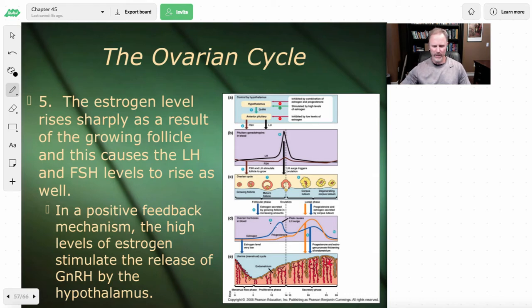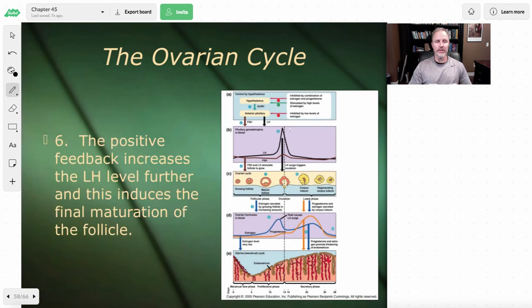And as these estrogen levels rise sharply, as you look right in here, as these estrogen levels begin to rise really high, they're going to cause the LH and the FSH levels, as you look up here, to rise as well. And it's more or less a positive feedback mechanism, whereas the high levels of estrogen stimulate the release of more gonadotropin releasing hormone, which stimulates the release of more LH and FSH and so on and so forth. And that's what is going to contribute to this LH surge that's essentially going to induce that final phase of maturation of the egg, or the follicle, and then the release of the egg.